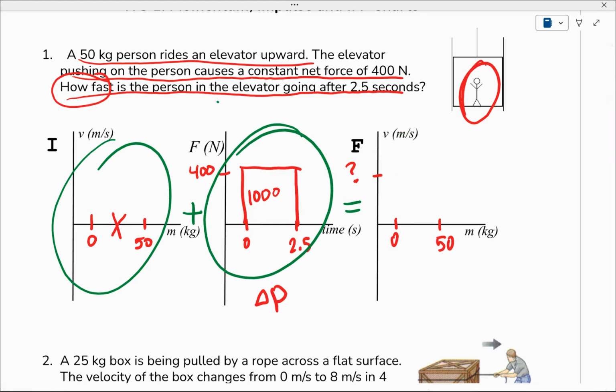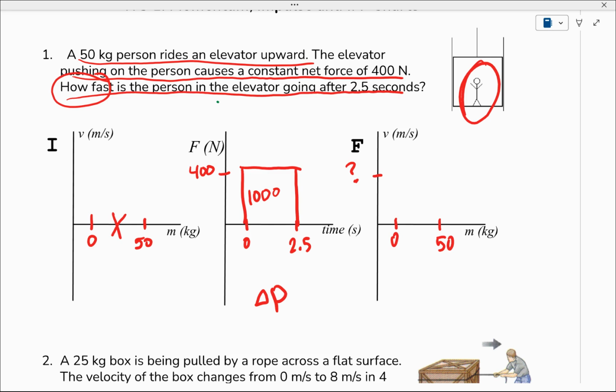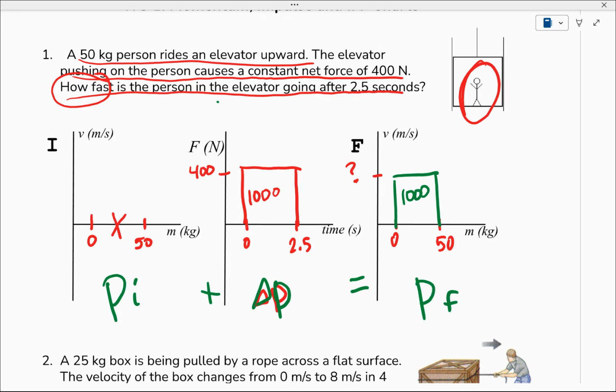So in the last graph, we should have a box that has an area of 1,000 kilogram meters per second squared. So the initial momentum plus the change in momentum has to equal the final momentum. Well, how can I make sure that this momentum here adds up to or ends up multiplying to 1,000 if the mass is 50? Well, the momentum is equal to mass times velocity. 1,000 equals the 50 times the velocity.